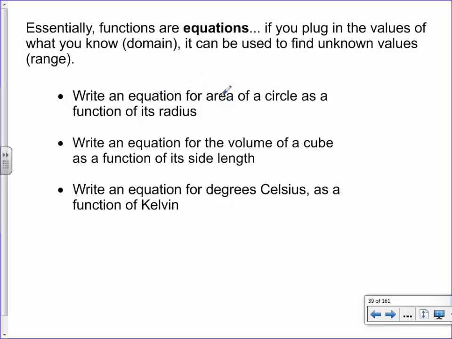Let's try to write an equation for the area of a circle as a function of its radius. Do you guys remember the formula for area? Yeah, pi r squared. So here's how we might write this in math then. The area based on a radius is equal to pi r squared.